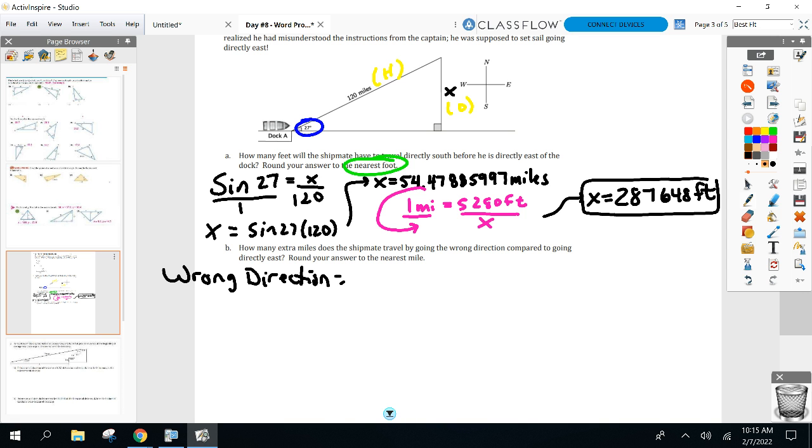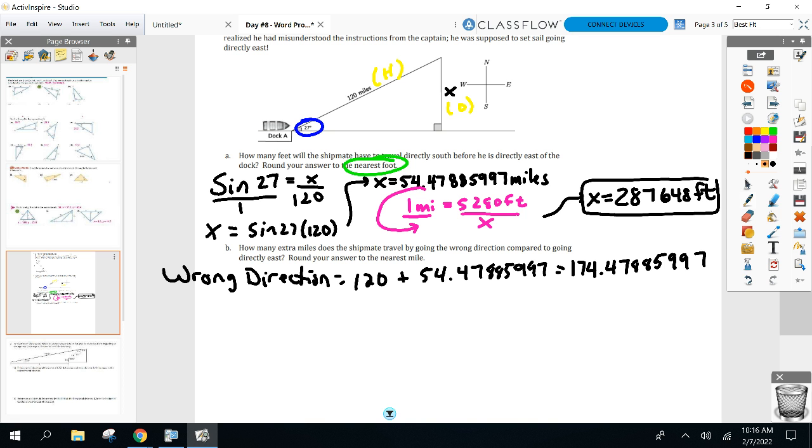Via, how are you calculating this? So we just added 120 to that 54. Yep, 120 he originally went, plus that 54 we just found. And notice, still not rounding. It's not the end of my answer. It's not my answer. So 174.46. Yep, good work there. So that's how many he went in the wrong direction.